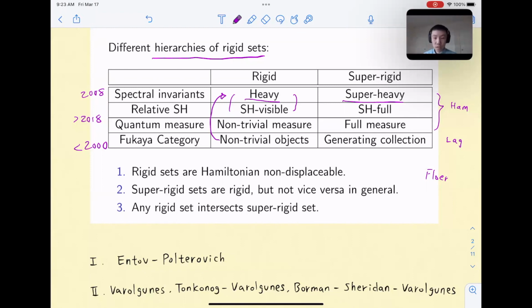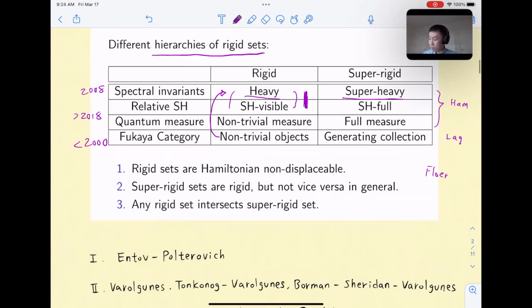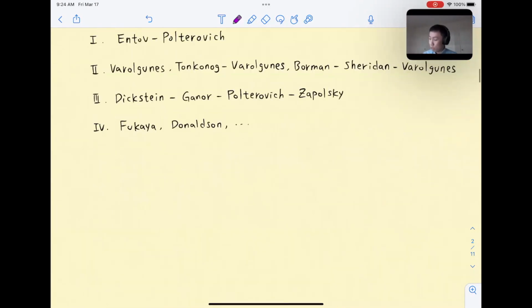So today our goal is to establish an equivalence between these two, heaviness and ACH visible, which I'll introduce later. As an application, once the relation between these two is known, we have some partial results relating those other items. If time permits, maybe I can also say something about other things.